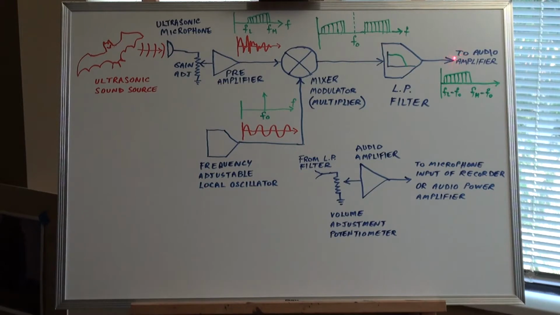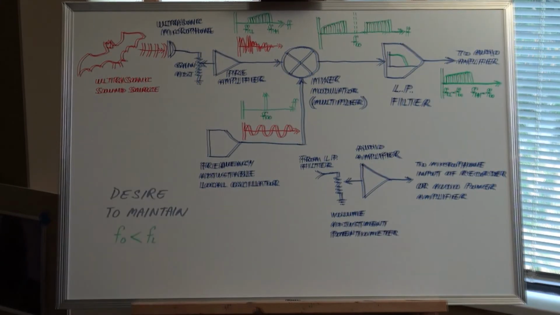So the output of the low pass filter is fed down here into a volume adjustment potentiometer and an audio amplifier, and subsequently that output can be taken to a microphone input of your camcorder or audio power amplifier to power your headphones or a small speaker. So that's about it as far as the functional blocks of the listening device go.